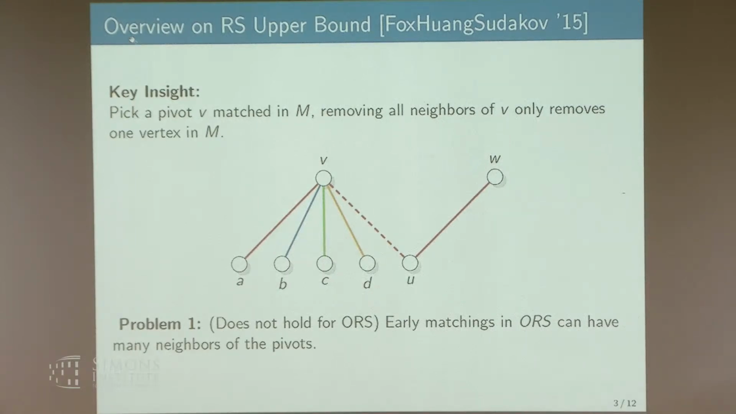This is because if VU was an edge here, then this wouldn't actually be an induced graph. So this happens in RS graphs, but this is not true for ORS graphs, because we might have early matchings that have a lot of edges inside them that come from the late matchings that appear after them along the way. So this is the problem that we are going to be solving throughout this talk as well.